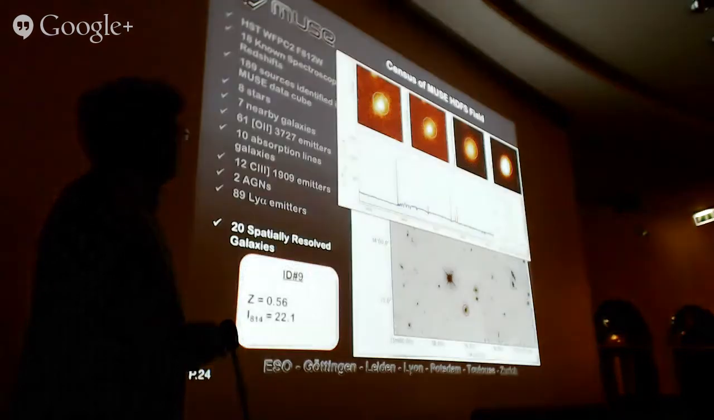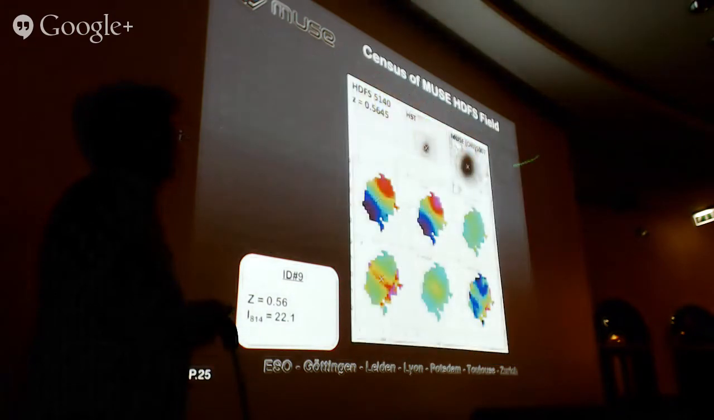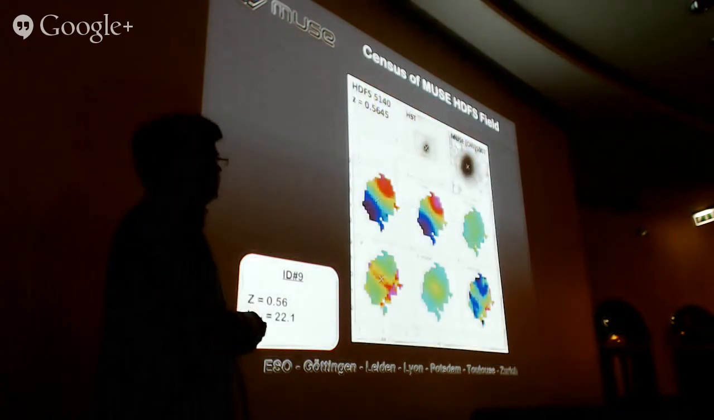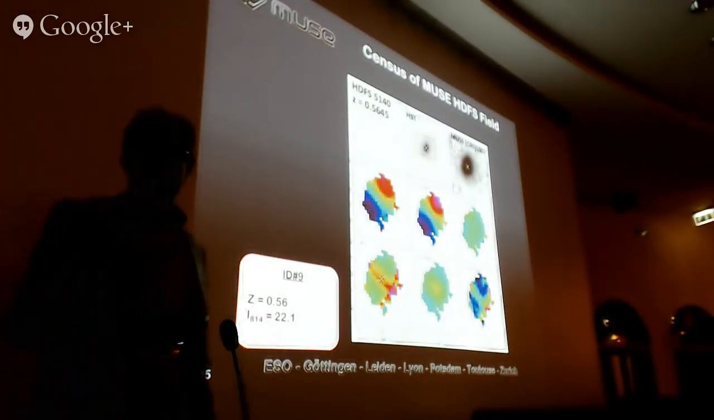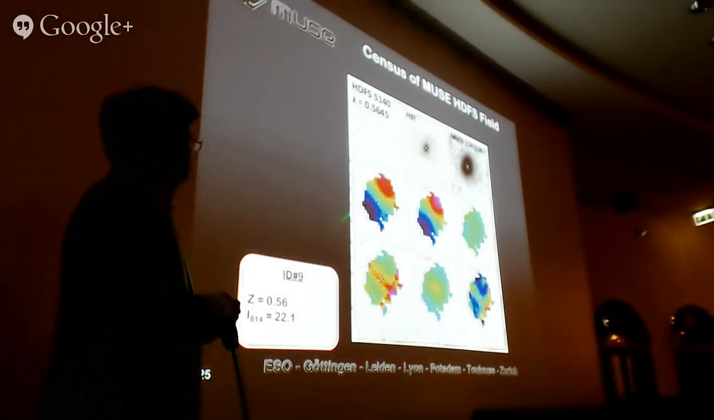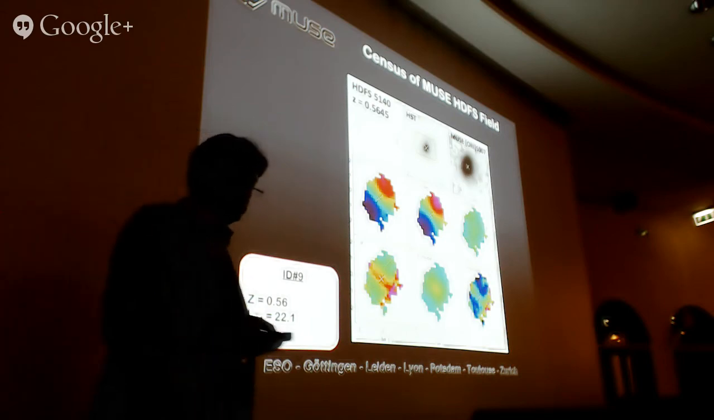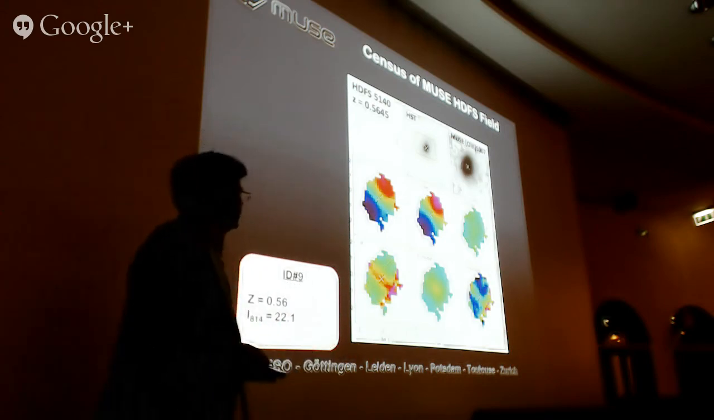I show one. So this is a global property as we have. It's a relatively bright object, magnitude 22, redshift 0.6. You can see all the emission lines. But of course, the most interesting is what you can do with that. And it's very nice. You can really resolve the internal kinematics of the object, the velocity dispersion, and many more. So there are lots of things to do with this sort of object. And we have 20 of them, and that's going to be very interesting.